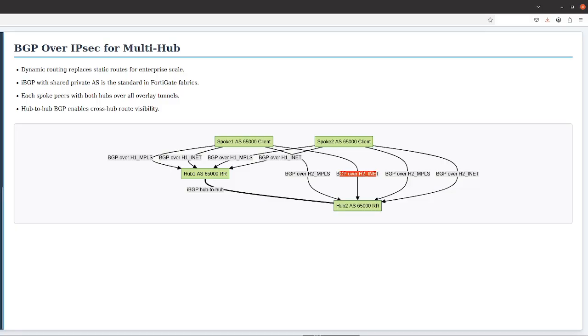The arrows labeled route advertisements indicate the direction of BGP update messages carrying prefix information. Spokes advertise their local LAN subnets to the hubs. Hubs advertise the consolidated prefix list, including data center prefixes and prefixes learned from the other hub, back down to all spokes. This creates a full mesh routing view even though the tunnel topology is hub and spoke.